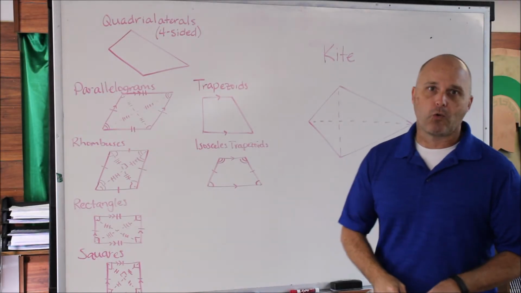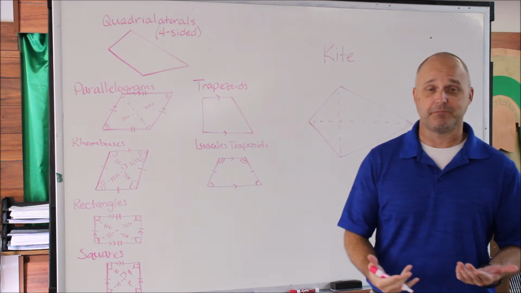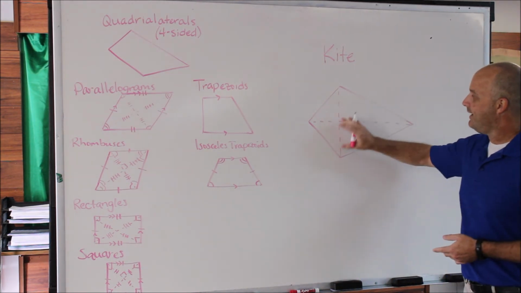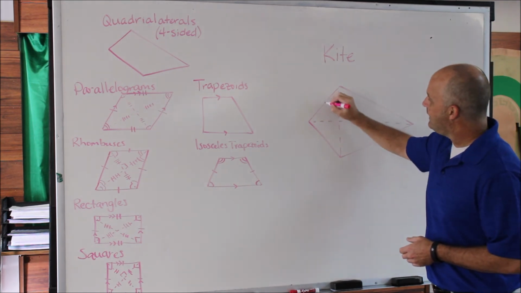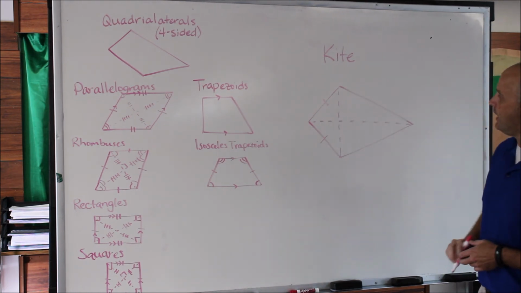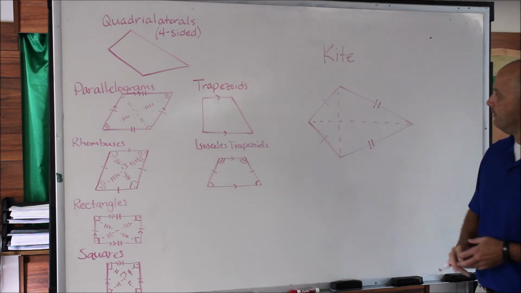The last kind of quadrilateral that we're going to take a look at is called a kite, and you should be familiar with these, especially if you were a kid and went out and flew a kite at some point. So a kite is going to look like this. What it's going to have is consecutive sides that are congruent. So those two sides are going to be congruent, and then these two sides are going to be congruent.